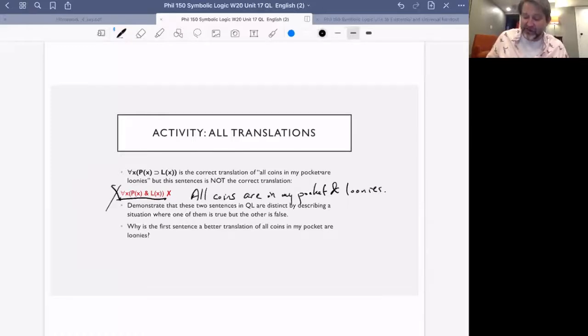So you do not want to use this one to translate your all S's are P's sentences. Instead, use this one for all x's: if x is P, then x is L.